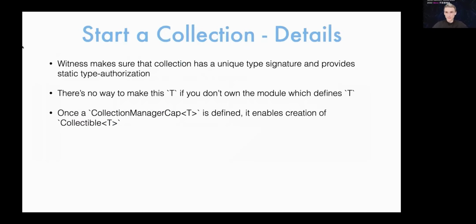And so, yeah, some summary here. Witness makes sure that the collection has a unique type signature, and it's type T, and we statically authorize it by proving the ownership of a type. If there is no way for you to create an instance of a T, then you can't have items of the T, and so whoever owns the T controls the collectibles of this type. Once collection manager cap T is defined, it allows us to create new collectibles.